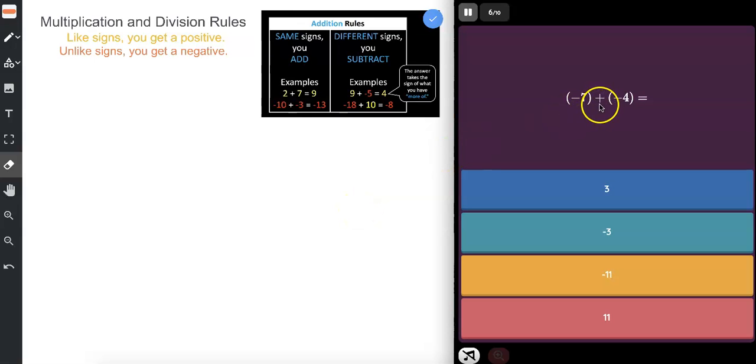All right, it's already addition. If you see an addition sign in the middle, you don't have to change anything. We just apply our addition rules. In this case, signs are the same. We have a negative 7 and a negative 4. They're both negative numbers. So signs are the same, you add. Negative 7 plus a negative 4 is a negative 11.